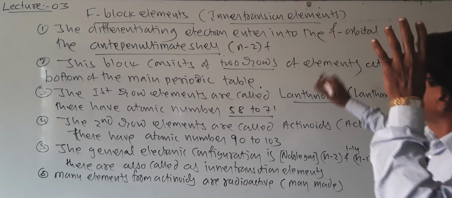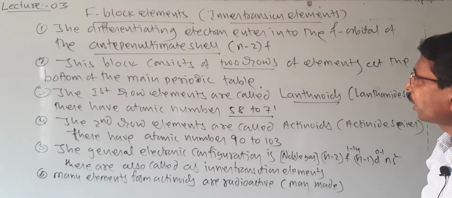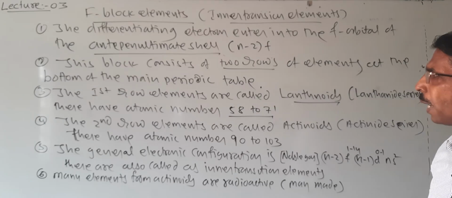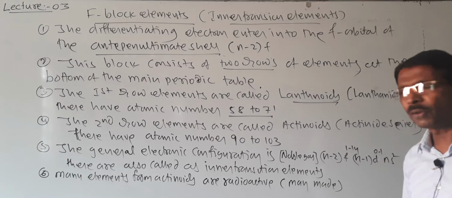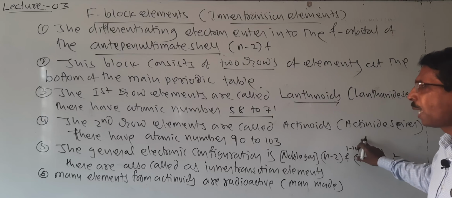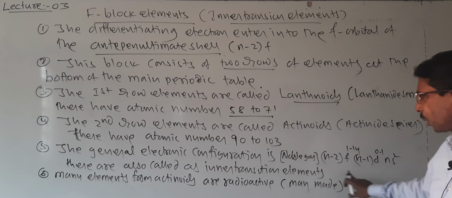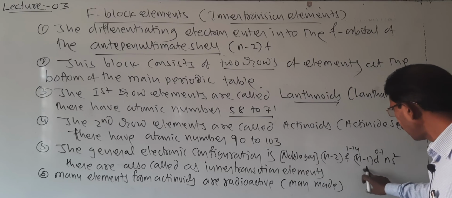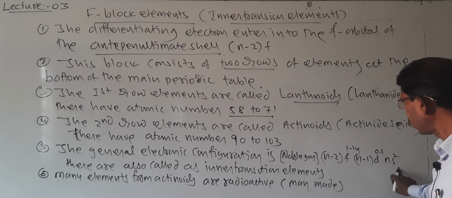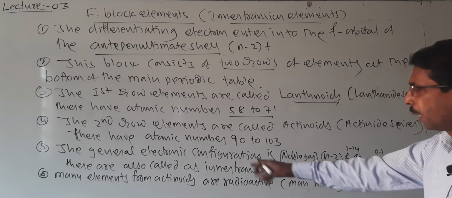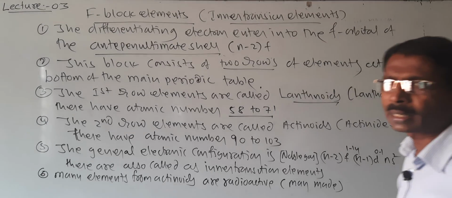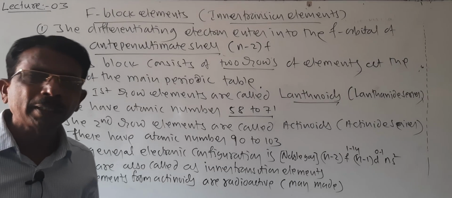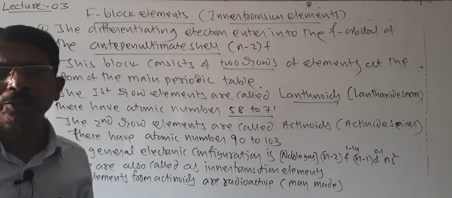Look here, students. The differentiating electron enters into the f orbital of the anti-penultimate shell, n minus 2f, and this block consists of two rows of elements at the bottom of the main periodic table, and the first row is called as lanthanides and the second row is called as actinides. And then the general electronic configuration: noble gas, n minus 2 f1 to 14, n minus 1 d0 to 1 and ns raised to 2. And then these are also called as inner transition elements or rare earths. And then many elements of these actinides are radioactive. These are prepared in the laboratories in nuclear reactors.